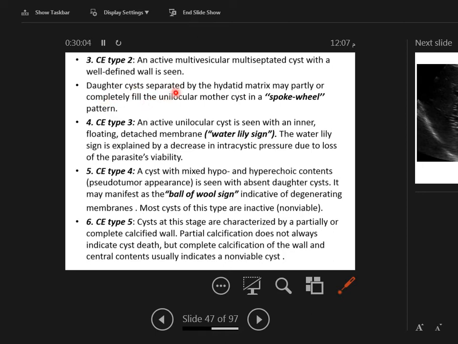inside it. And CE type 3, the water lily sign is due to decreased pressure inside the cyst and separation of the detached membrane floating inside the cyst. CE type 4, it will be hypo or hyperechoic, pseudotumor appearance, manifest as ball of wool sign, indicative of degenerating membrane. Most cysts of this type are inactive.